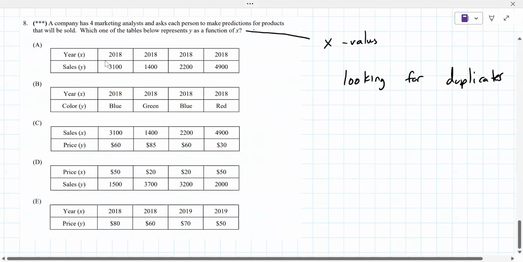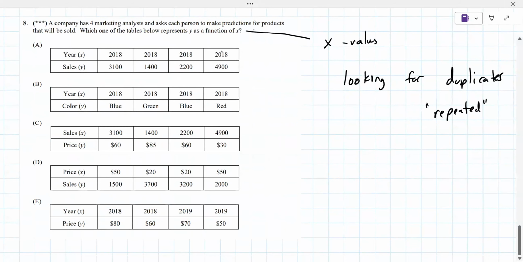Okay. So you go to this first one and you look for, are there any duplicates? Any repeated values? So you're looking for duplicates of x. Are there any repeated values in x? Yes, in A. Let's just look at A. Are there any repeated values in x? Yes, they're all repeated. Now, do they go to the same number or different numbers? Different numbers. So that's bad. If they're repeated and they go to different numbers, that's bad. That's not a function. So that means A is out.